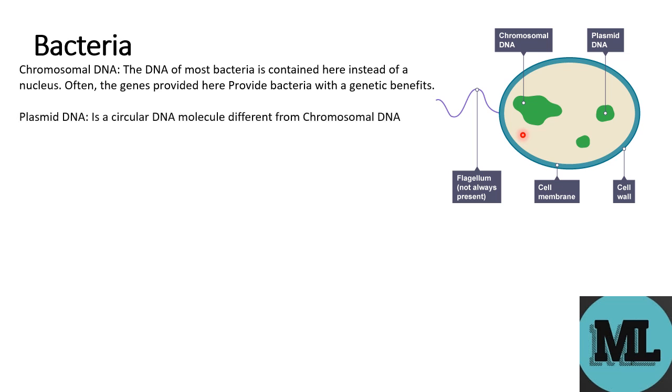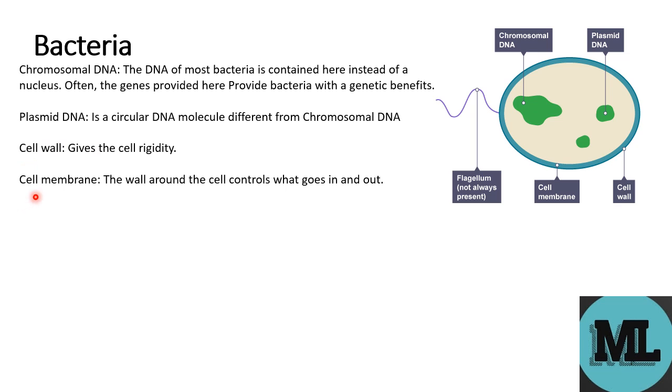Plasmid DNA is a circular DNA molecule different from the chromosomal DNA. As you can see here, it is circular and it is different from the chromosomal DNA. Cell wall gives the cell rigidity, so it keeps the cell together. Cell membrane. The wall around the cell controls what goes in and out. So cell membrane is here, and this controls what goes in and what comes out.